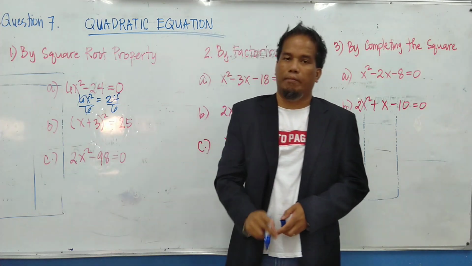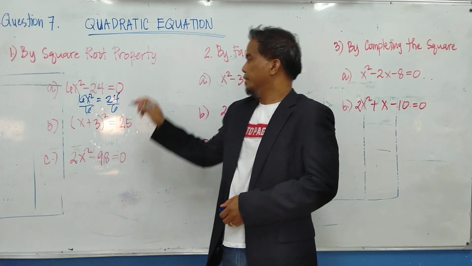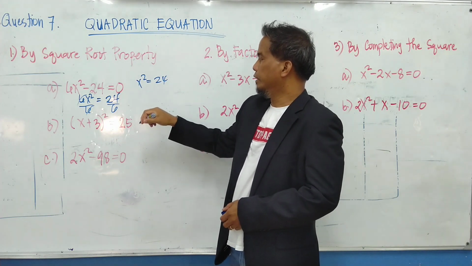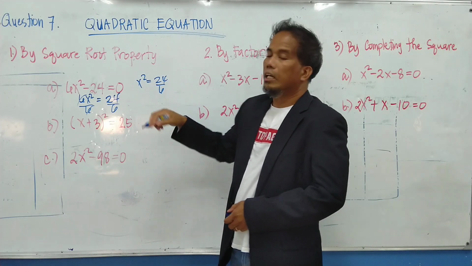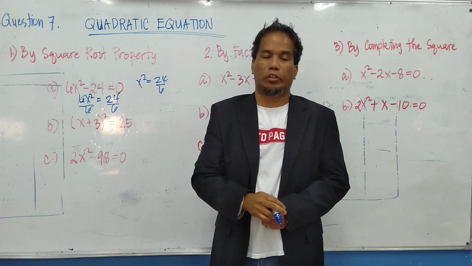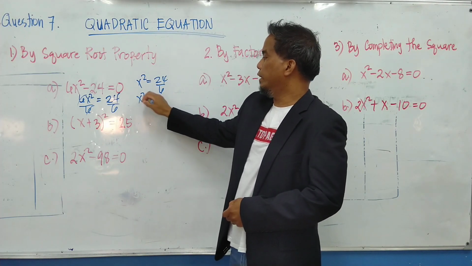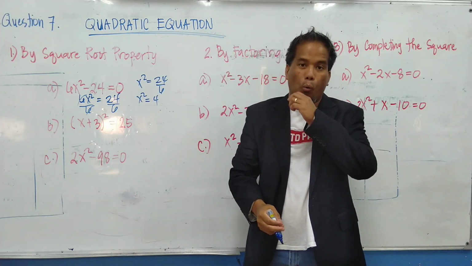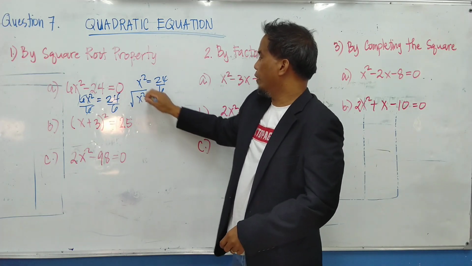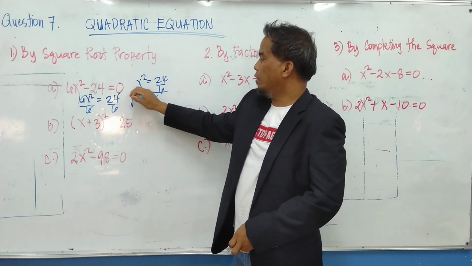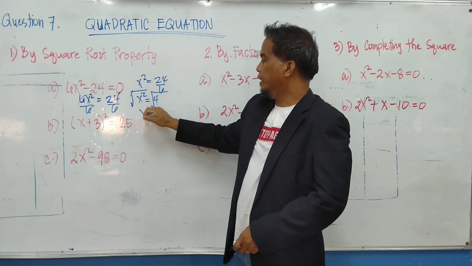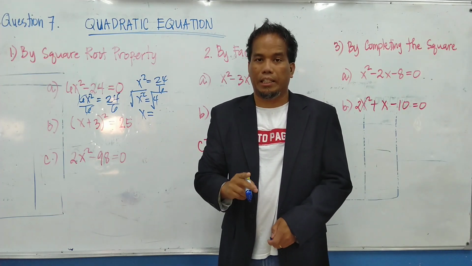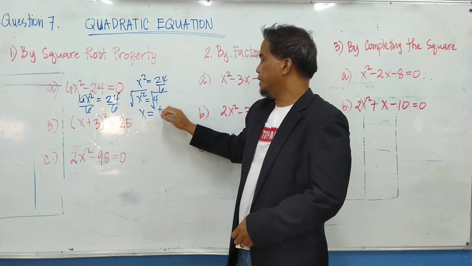Cancel 6 because 6 divided by 6 equals 1. It will become now x squared equals 24 divided by 6. So 24 divided by 6 is equal to 4. So x squared is equal to 4. Then that's the time to apply the square root property. How? Just write the square root, then the square root of x squared is equal to x. Then the square root of 4, the answer is positive negative 2.